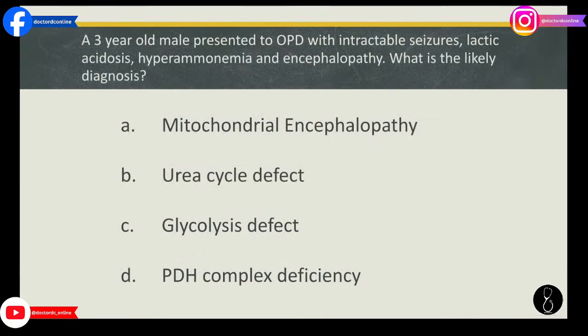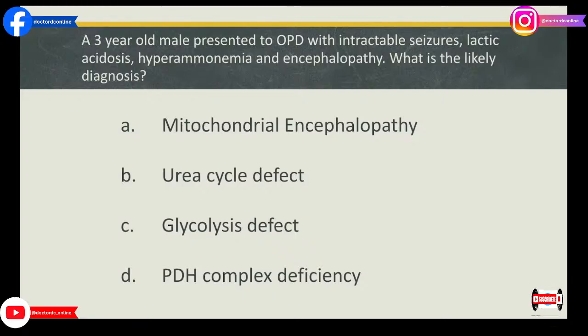In question 42, a 3-year-old with seizures, lactic acidosis, hyperammonemia, and encephalopathy likely has which condition? Option A, mitochondrial encephalopathy. Option B, urea cycle defect. Option C, glycolysis defect. Or option D, PDH complex deficiency. These symptoms match mitochondrial encephalopathy. The correct answer is option A, mitochondrial encephalopathy.